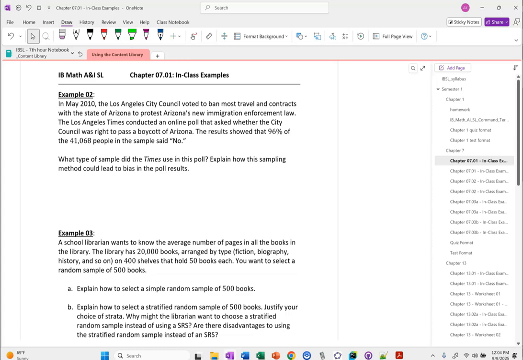Explain how this sampling method could lead to bias in the poll results. Marin, you want to give us a shot at that? Yeah, the people volunteering to do the survey, it might be because they feel more passionate about whatever they're asking. Yeah, that's perfect, exactly right. So the people most likely to respond voluntarily are the ones that have strong opinions one way or another on the topic.